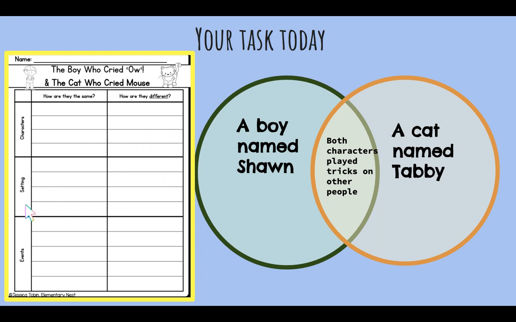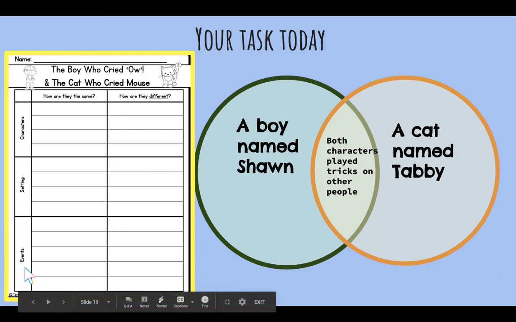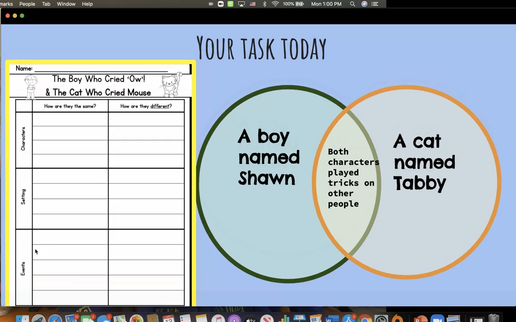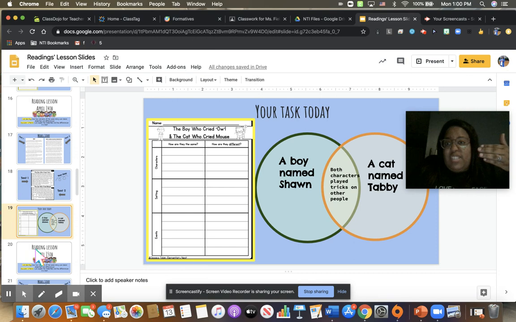Then you are going to do the same thing with the setting, and then you're going to do the same thing with the big picture or the event that happened in each story. Okay, guys? So I am going to leave you all to jump right into your assignment for today. Since we've been doing this for a few days, I encourage you to watch some of the other videos that we've done based around comparing and contrasting two versions of the same story, or reach out to your teachers and let us know so that we can help you.